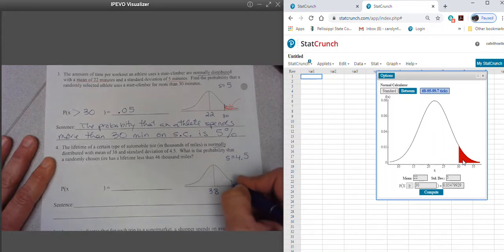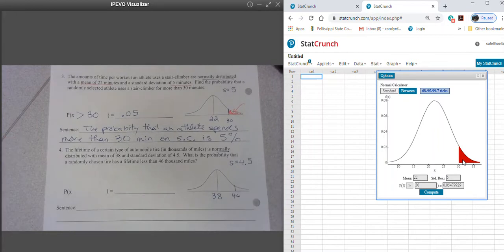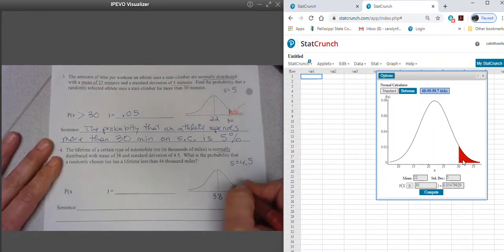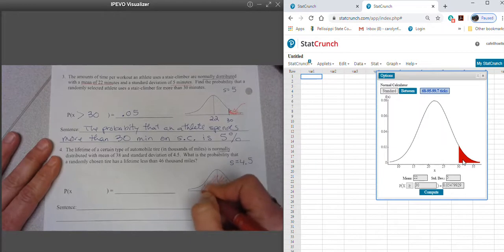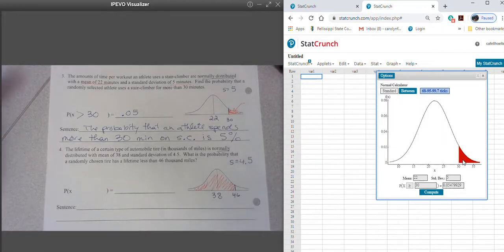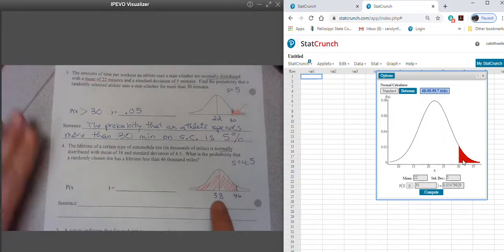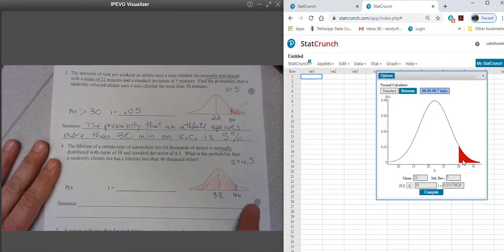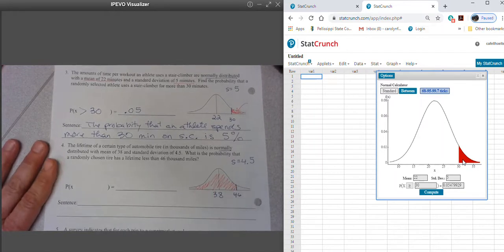So 46,000 is way up here. It's above average, but we're asked about the probability that it's less than that. So it's probably a pretty good chance, right? Because we know that the average is 38, and we're up here above average, so it's going to be more than 50% because we've got all this part shaded here.